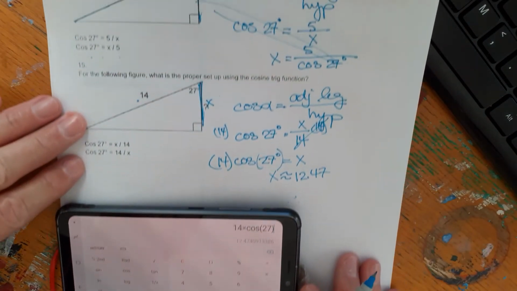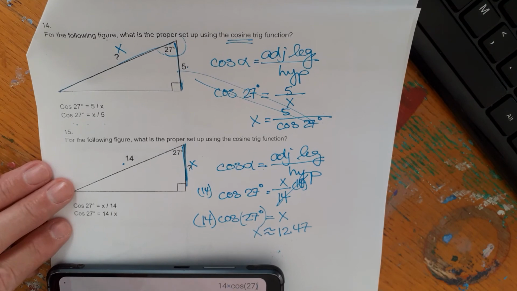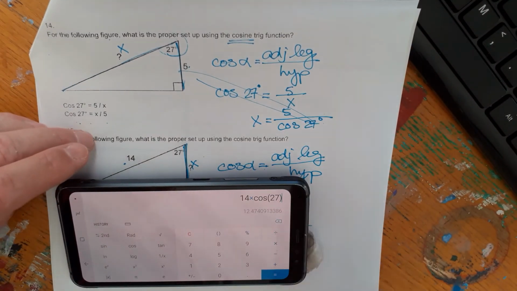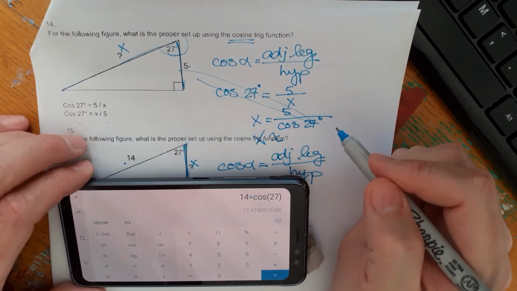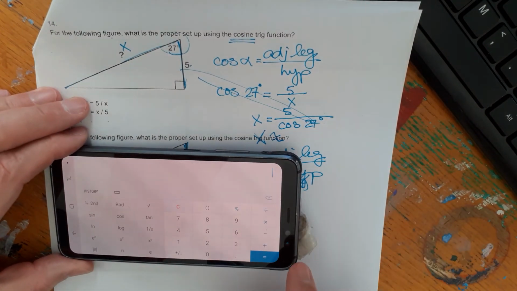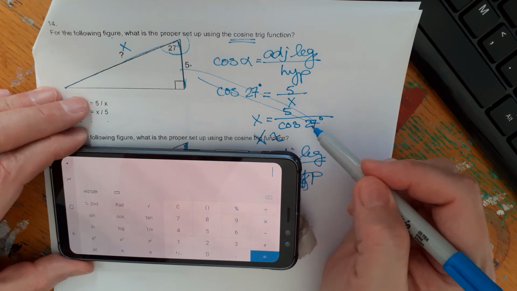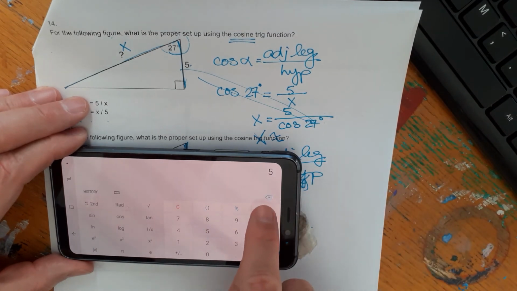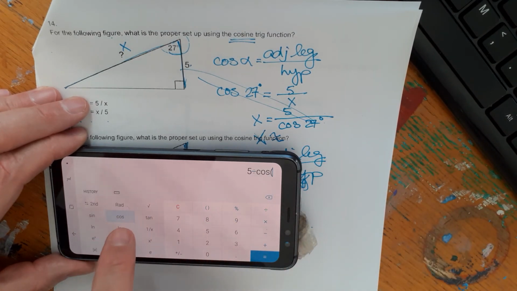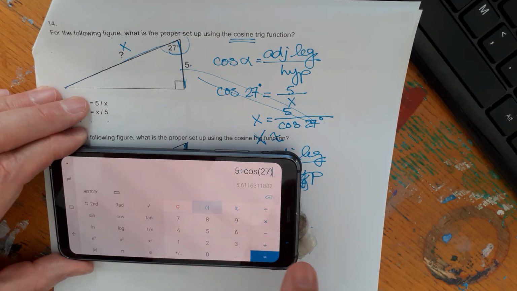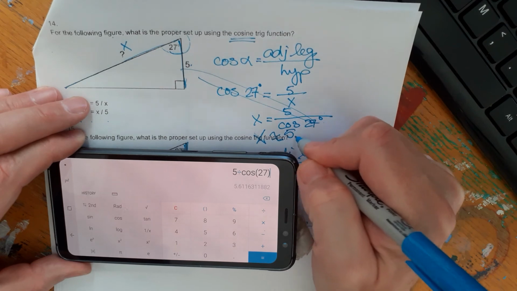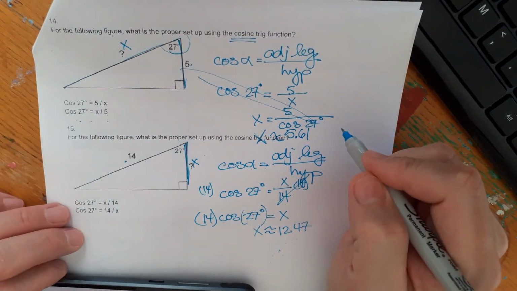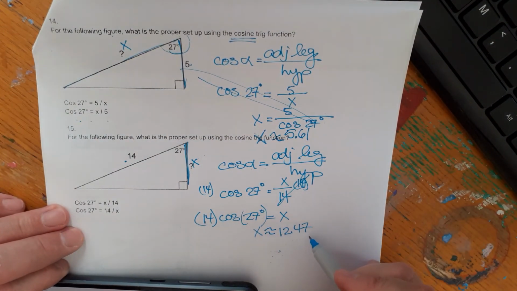With that said, move to the top one. Let's plug this one into the calculator too. Here we have x, and I'm going to write over top of stuff, is approximately equal to, let's clear this out. We're going to say 5 divided by cosine of 27 in this case. 5 divided by cosine 27 parentheses. See the divided by symbol? 5.61.